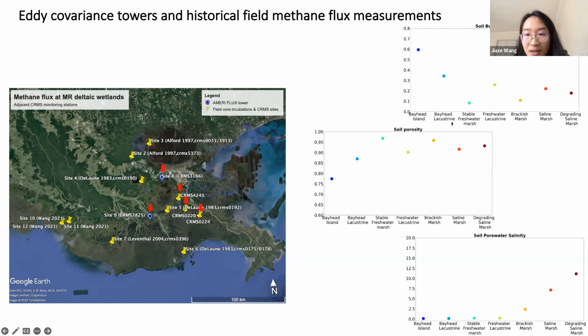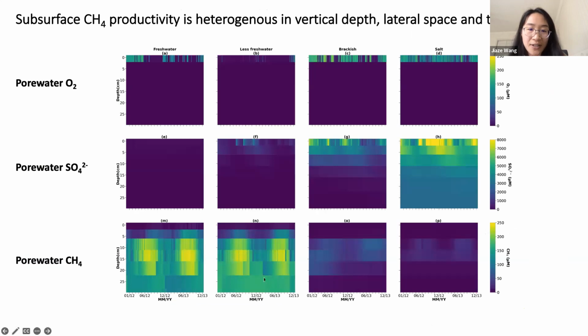And you can also see the five sites I picked on the right hand side, and they have different bulk density, porosity, and also pore water salinity features. Here are a few snapshots for the different cores I selected along the salinity gradient from fresh water to salt water. And this one is fresh water, but it has episodic salinity impacts. From the top to the bottom is pore water oxygen, pore water sulfate, pore water methane.